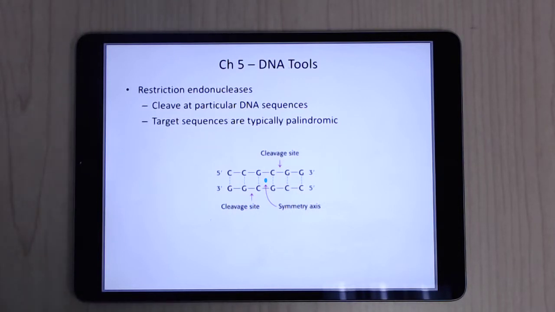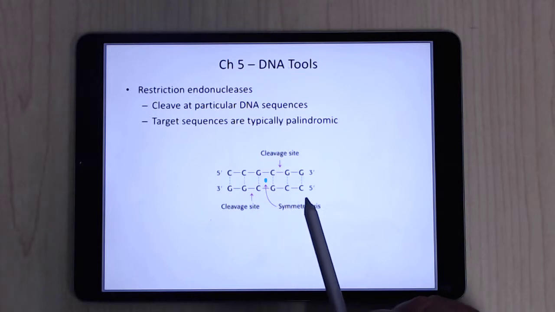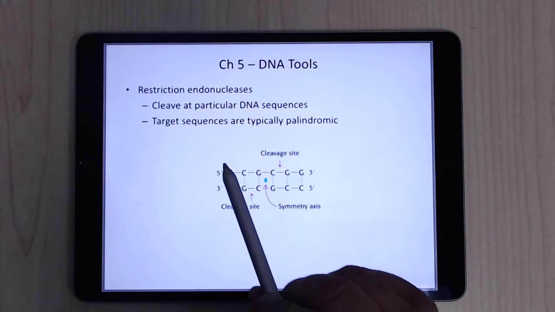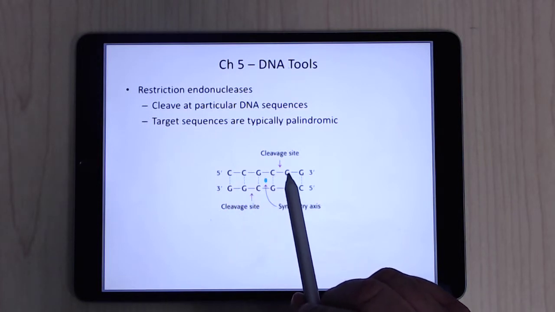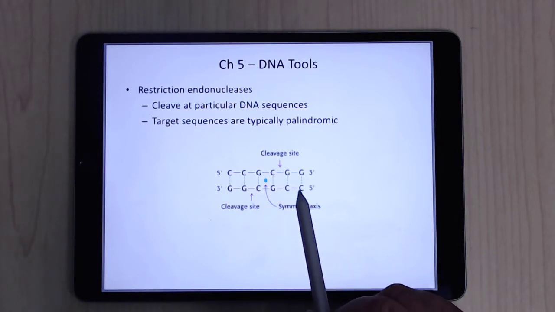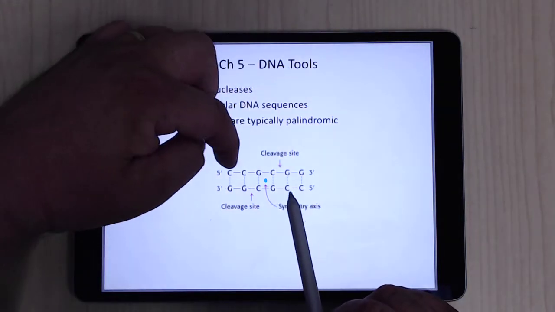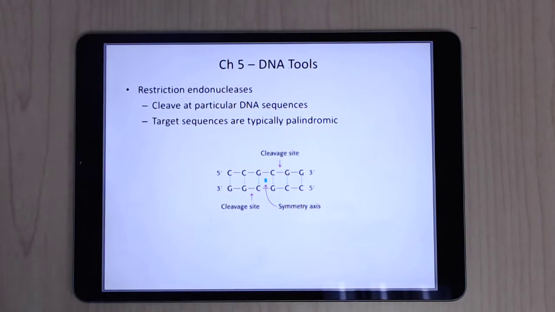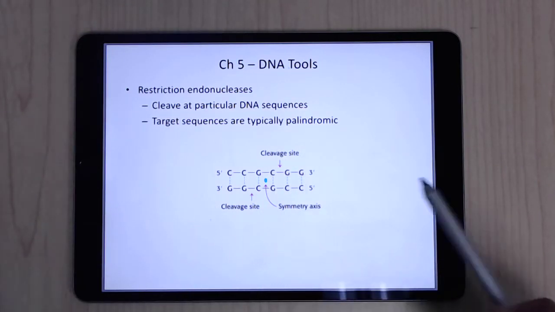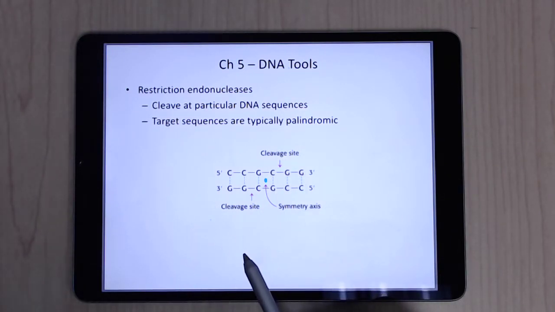They cleave very particular sequences of DNA. Usually the cleavage site is going to be palindromic. So as you can see, in this particular one, it'd be CCGCGG. Right, but it's the same going this way for the complementary strand. CCGCGG. Stuff like that. So that's what I mean by palindromic. There's a bazillion of these things out there.